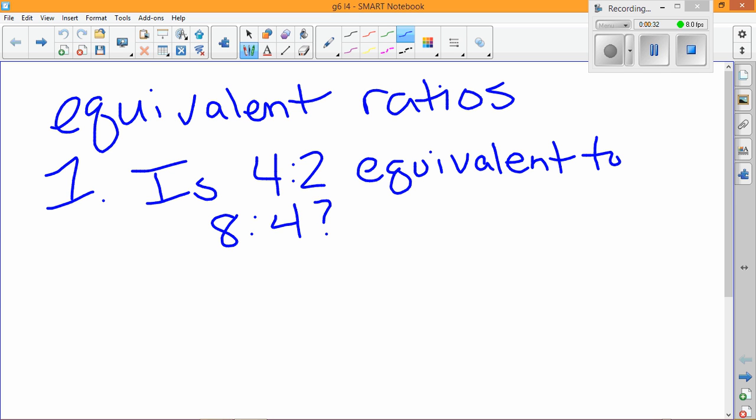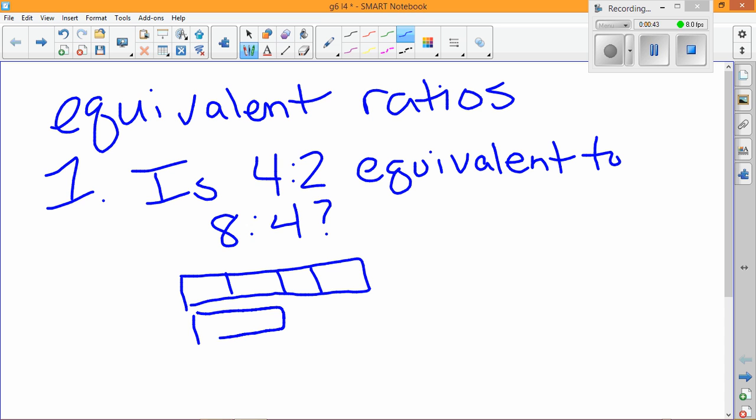Is it equivalent? And if I were to draw the ratio comparing the two, it looks something like that. There's 4 in the first tape diagram and there's 2 in the second. What we want to know is that for every 4 boxes on the top, there are 2 boxes on the bottom.